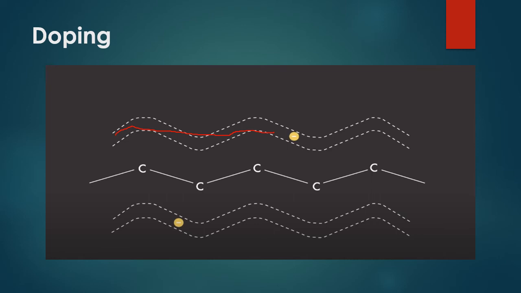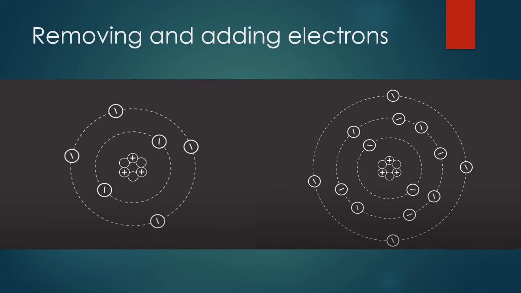This process is called doping. This process essentially changes the number of electrons in the atom by removing electrons from an atom or adding electrons to another atom. Removing electrons creates empty spaces in the outermost orbital of the atom, allowing the remaining electrons to move more freely, as you can see in this picture.